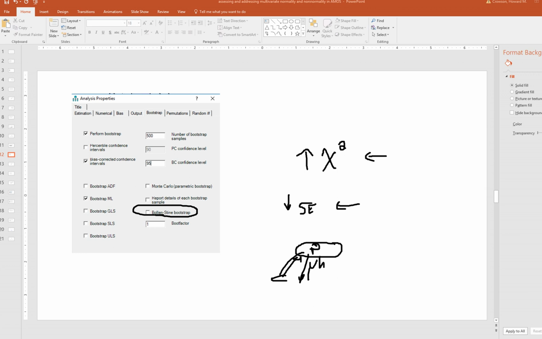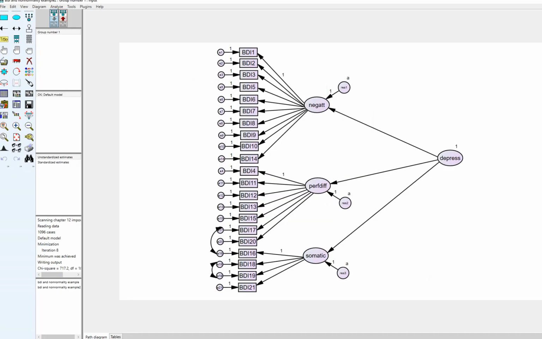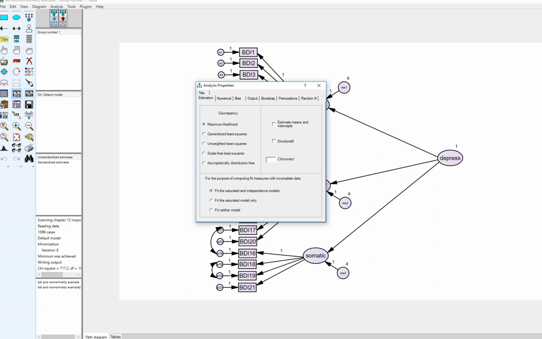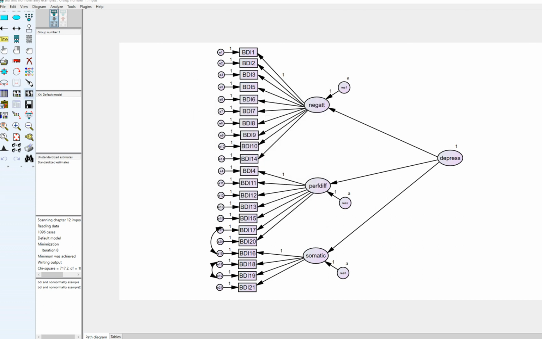Okay, so let's do this. We have our model right here. I'm going to click on this little button and go to Bootstrap, and I'm going to click on Perform Bootstrap and Bias Corrected Confidence Intervals, and I've got it set at 95%. The default is actually 90%. I'm not sure why they stuck with that, but I just increased this here. The default for the number of bootstrap samples was 200, and I just raised it to 500. And then I'm also going to click on Bootstrap ML, and now I'm going to run the model.